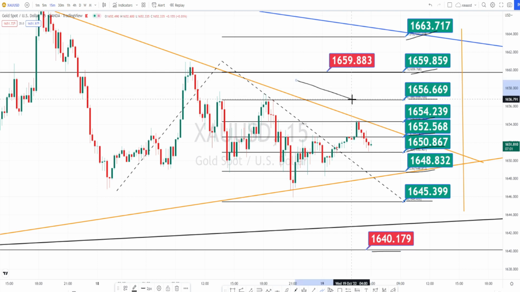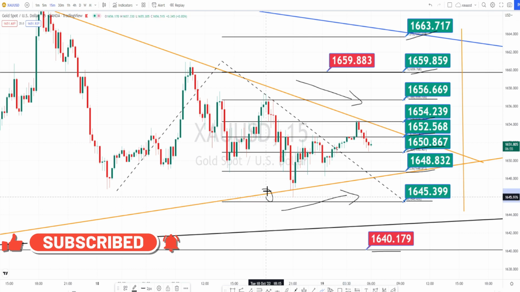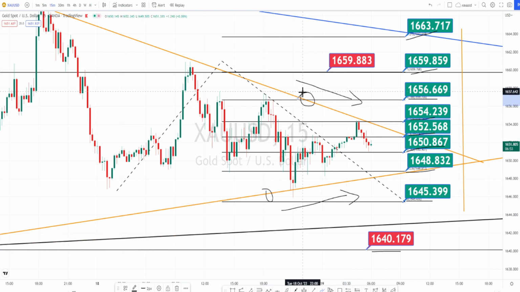And currently the price action in 15 minutes time frame is also consolidating within this 30 minutes time frame support line and the resistance line.